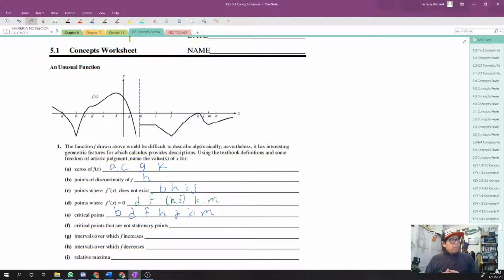Are there any critical points that are not stationary points? Well, it looks to me like the only stationary point that we get is right here at D. Everything else here should be a critical point that is not stationary.